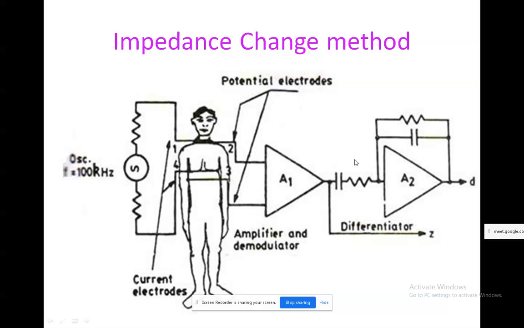And then it is given to the differentiator. So this circuit, this op amp A2 along with the capacitor and resistor, both on the input side as well as the feedback side, altogether will be called as a differentiator.